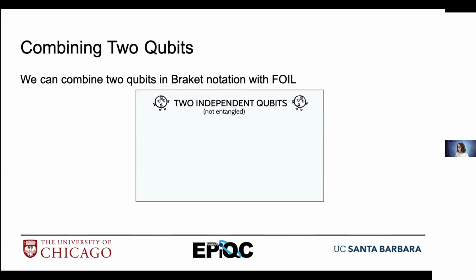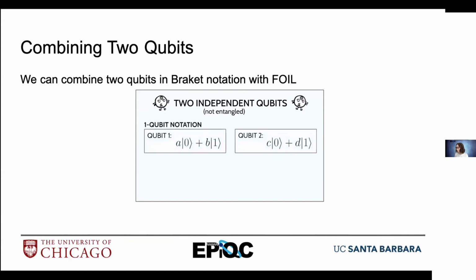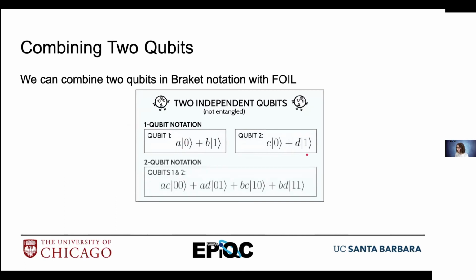about combining two qubits. So you can use bracket notation and FOIL in order to take two qubits. We have qubit 1 and qubit 2, and we're just going to apply FOIL. So first, outside, inside, last, in order to expand that out to a 2-qubit representation of these two individual qubits.